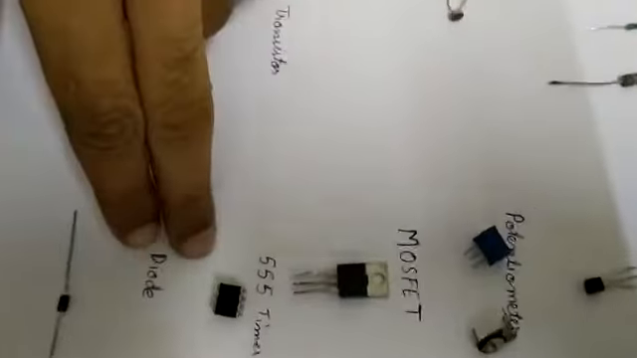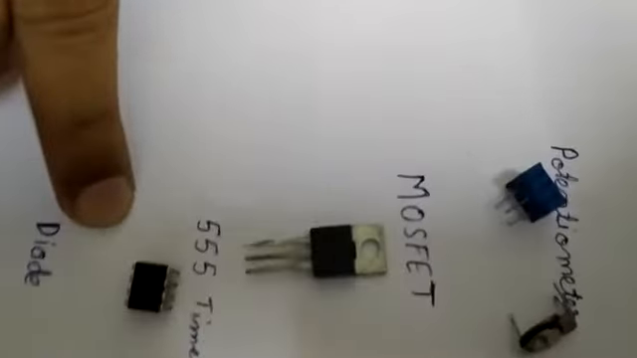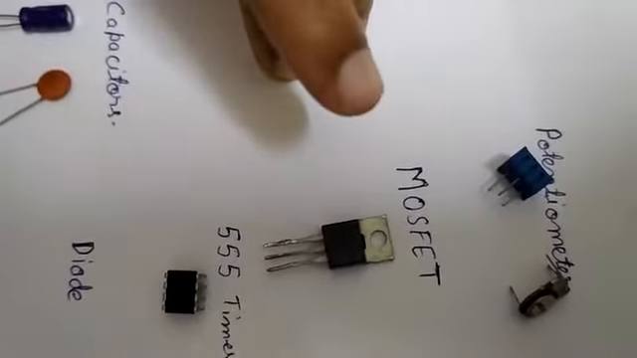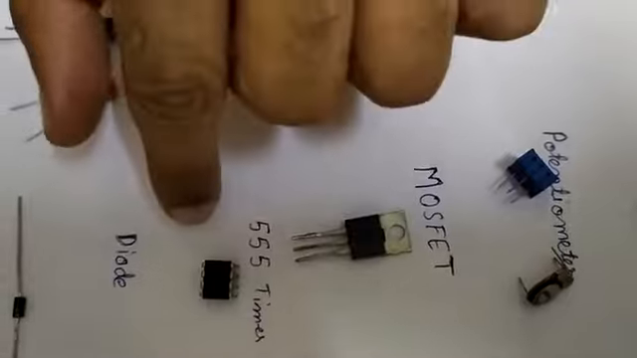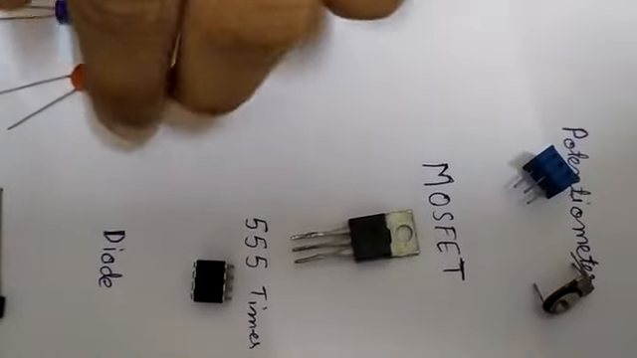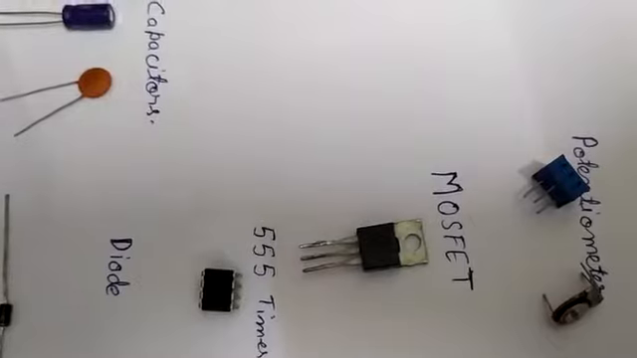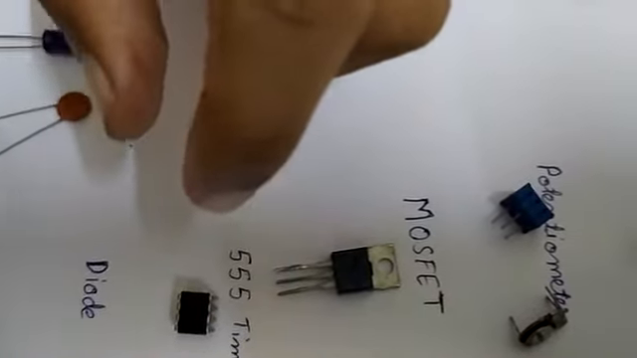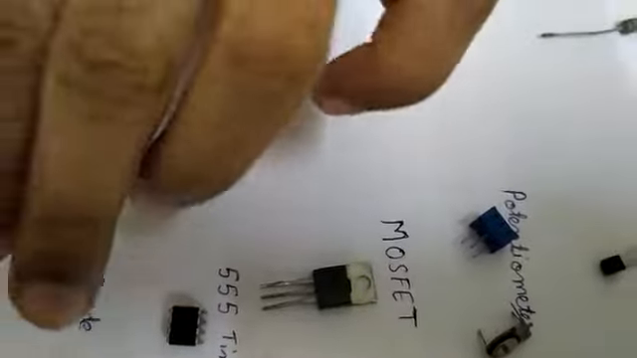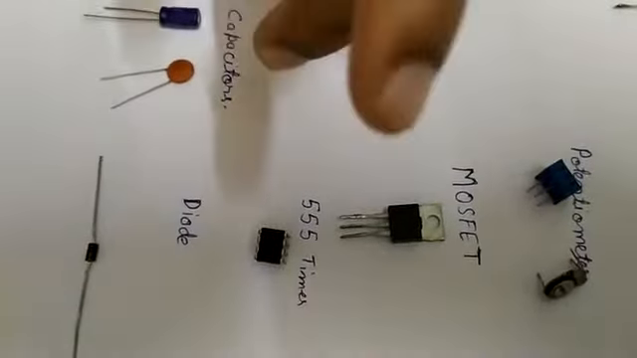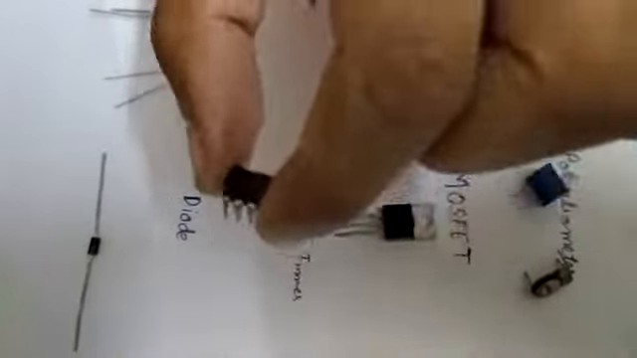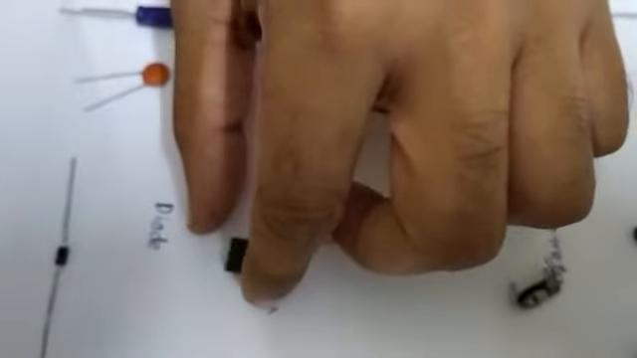Next component is 555 timer. 555 timer is basically used in three modes. First is astable, second is monostable, and third is bistable. In astable mode, there is no stable state, and in monostable there is one stable state. Like we can press a switch and it will give us a pulse. And in astable mode, we can use it as a square wave generator.